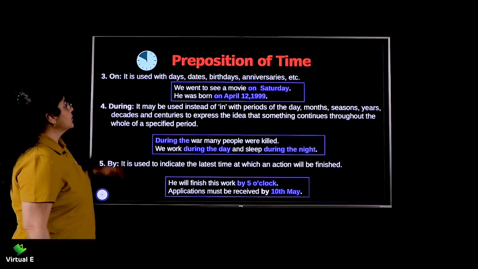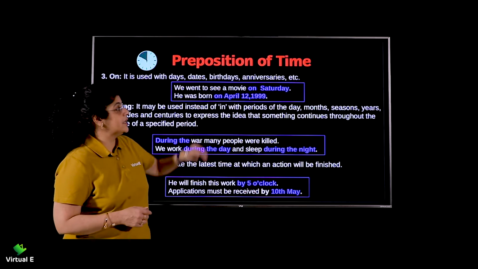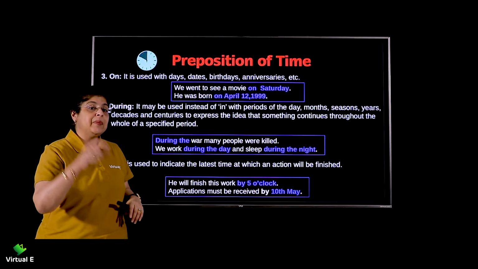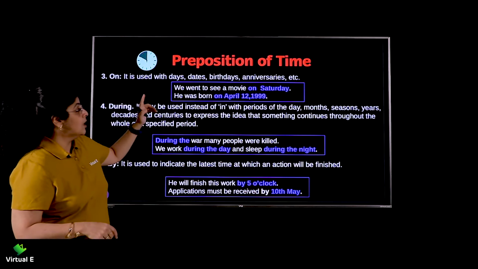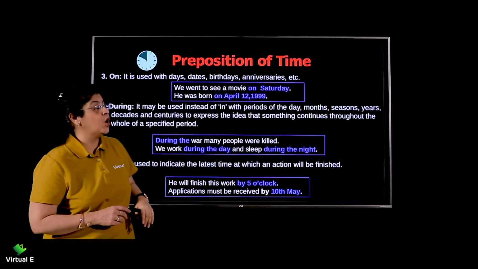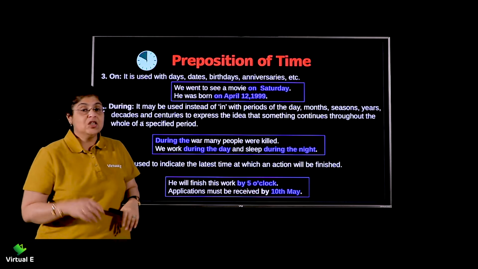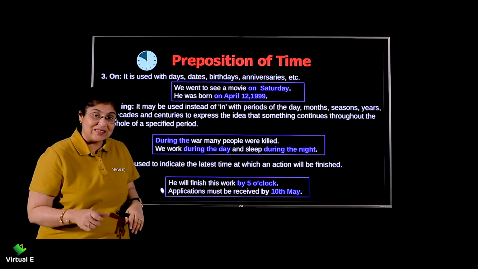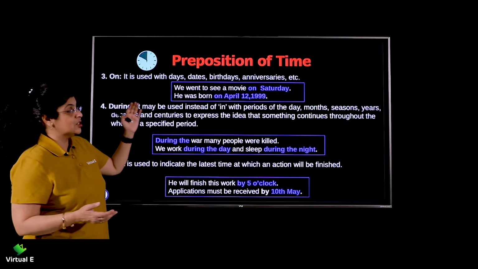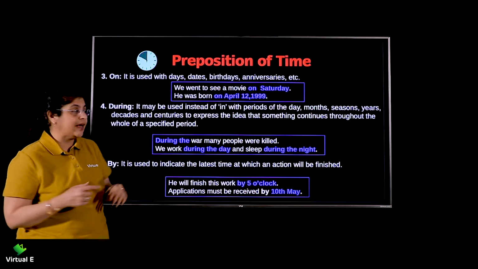Moving further, on. Now, it is used with days, dates, birthdays, anniversaries, etc. on a particular day. We went to see a movie on Saturday. He was born on April 12, 1999. So whenever you are specifying a date, it has to be on, right? Or a day. In that case also, you have to use on. Birthdays, anniversaries, these are all dates.